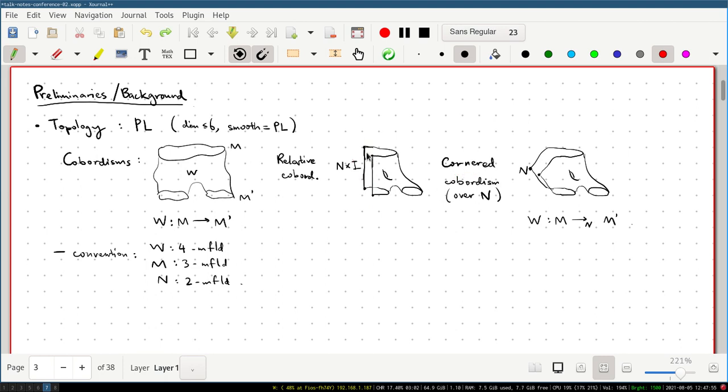They're essentially relative cobordisms where you pinch this vertical boundary downwards to just one copy, and another way to think of it is just to take this one copy of it as a corner. So then this part here would serve as a collar neighborhood of this. So we denote a cornered cobordism over N to be as such. And as a matter of convention in this talk, W, M, and N would stand for 4, 3, 2 manifolds.